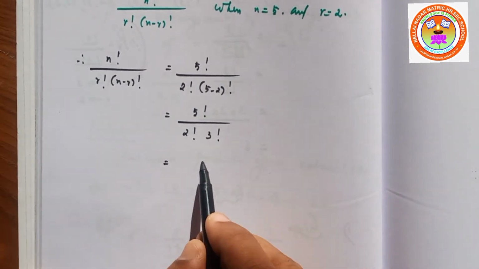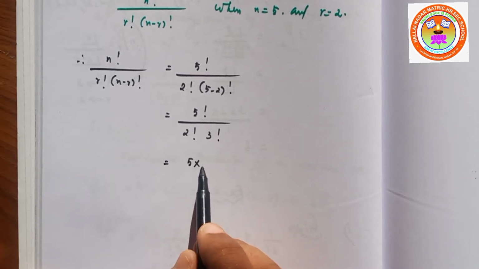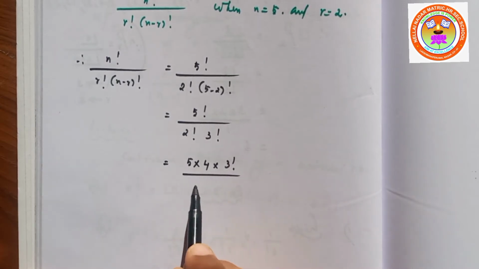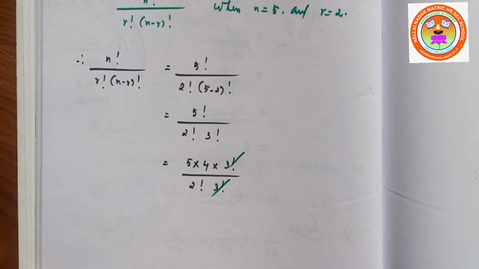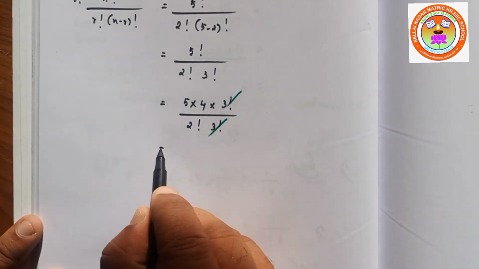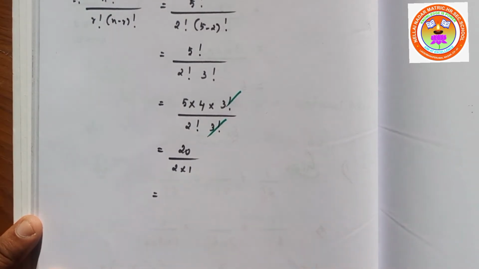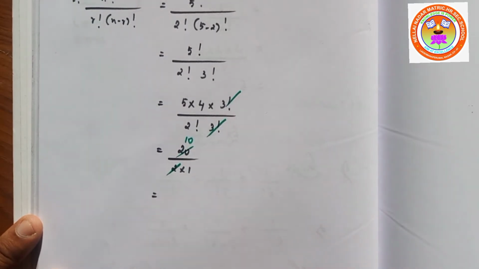Yes, that is equal to, children, 5 factorial itself can be written as 5 into 4 factorial or else 5 into 4 into 3 factorial divided by 2 factorial into 3 factorial. So 3 factorial, both get cancelled. That is equal to 5 into 4, that is equal to 20. 2 factorial, you know very well, 2 into 1, that is equal to, if we cancel 2 and 20 by 2 tables, this is 10 times, 10 by 1, that is equal to 10. So that is the value for the second problem.